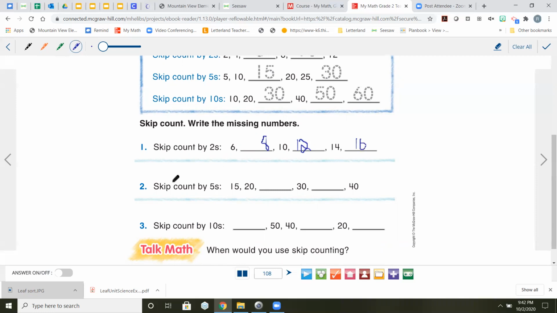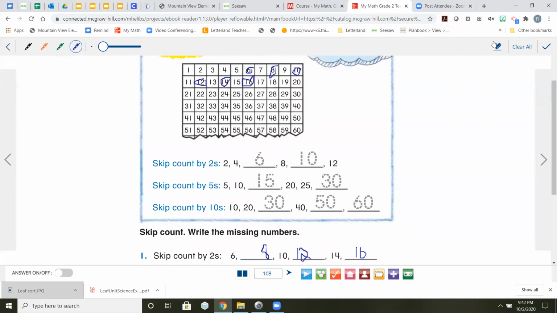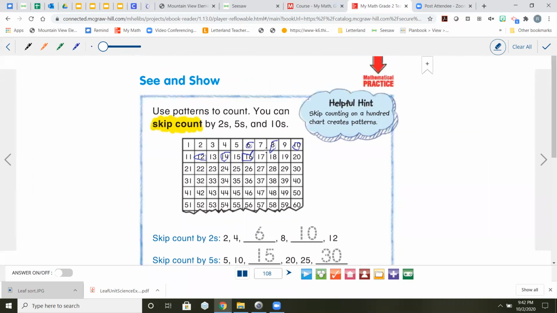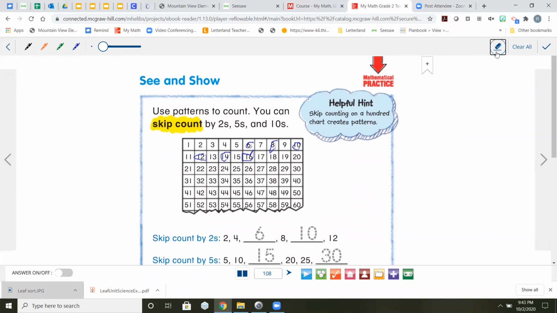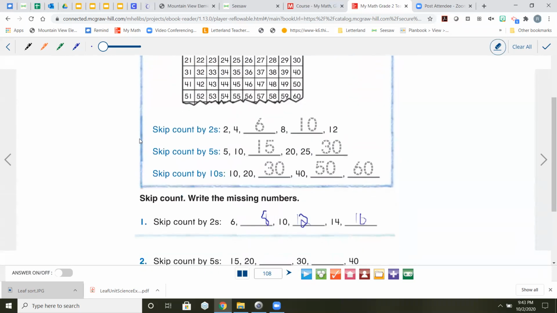All right, now let's look at skip count by 5s. I don't want to clear all, I just want to clear up here. This time I'm going to use the eraser. Maybe I'm too high up. Eraser does not just want to erase for me today, does it? All right, we'll do just a different color for the 5s.